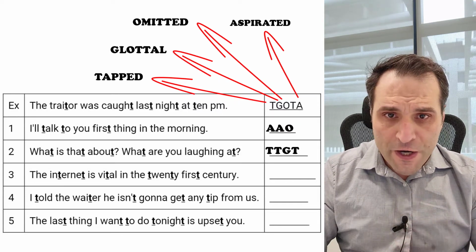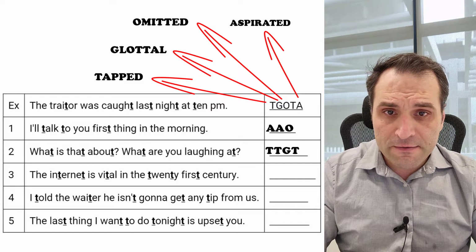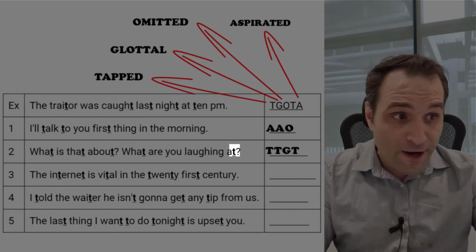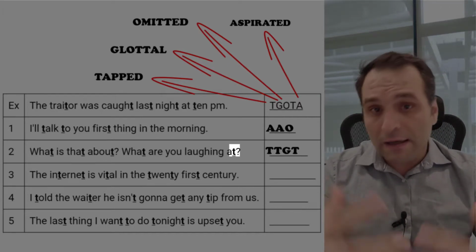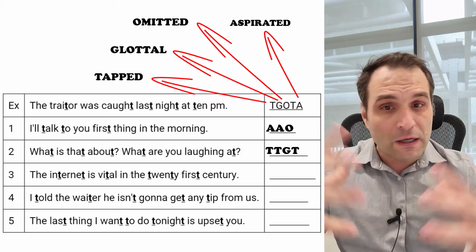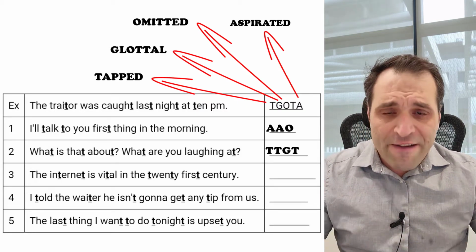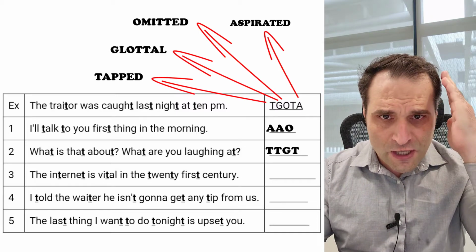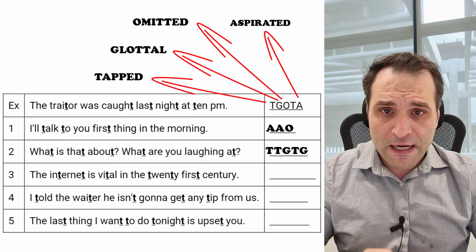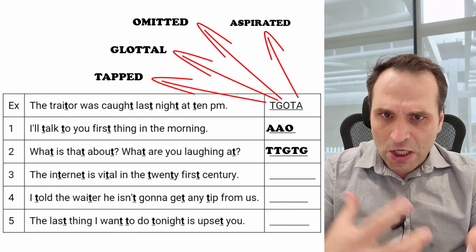What are you? What are you laughing at? Laughing at. I'm not saying at. So it's a glottal. That final T is a glottal stop. I can, of course, say it. I can say, what are you laughing at? I can pronounce a T, but a lot of people drop it. What are you laughing at? Right? And I just abruptly block that air coming out at the end. And so that T sounds like a glottal stop.